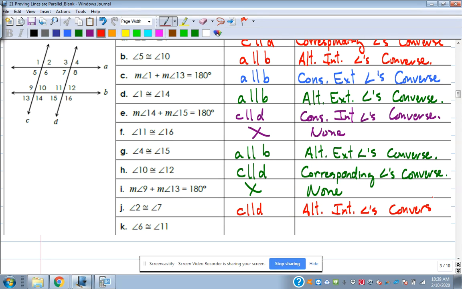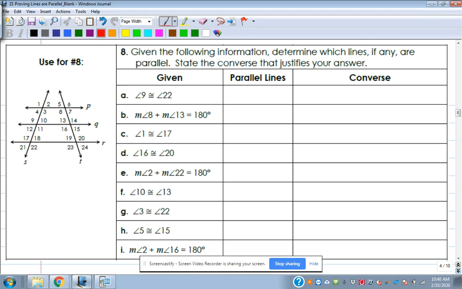And last one, 6 and 11. None. They don't share a transversal there. So that's the key on that one. All right. Not bad. Good job, guys.